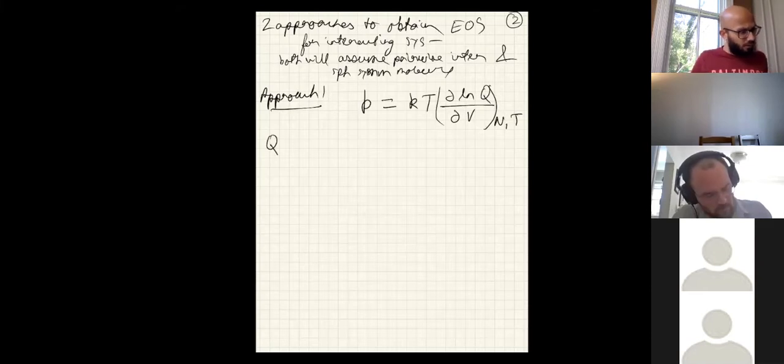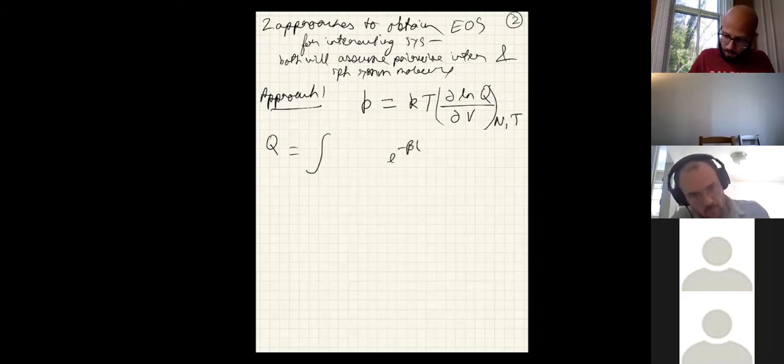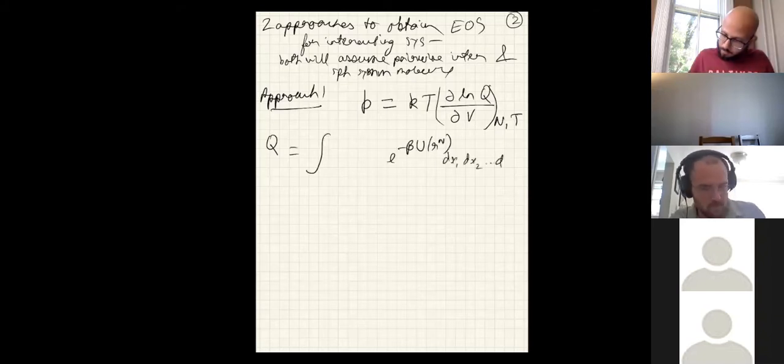The canonical partition function will be given by an integral. It's going to look something like this, right? E to the power minus beta U. Remember, this U is a function of all coordinates, multiplied by dx1, dx2, up to dyn, dzn, x, y, z for all possible coordinates.